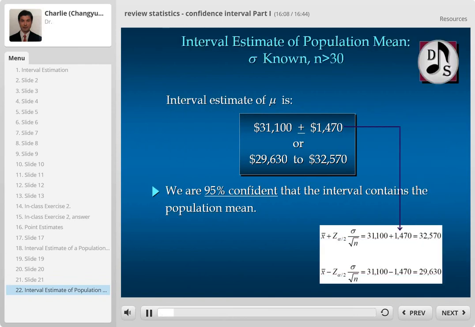So we are 95% confident, and that's how we interpret that the interval here contains the population mean. This 95% comes from the problem description, where the confidence level is 95%. So it is between these two numbers, as we just calculated. Or we can write it a different way: 31,100 plus minus 1,470.